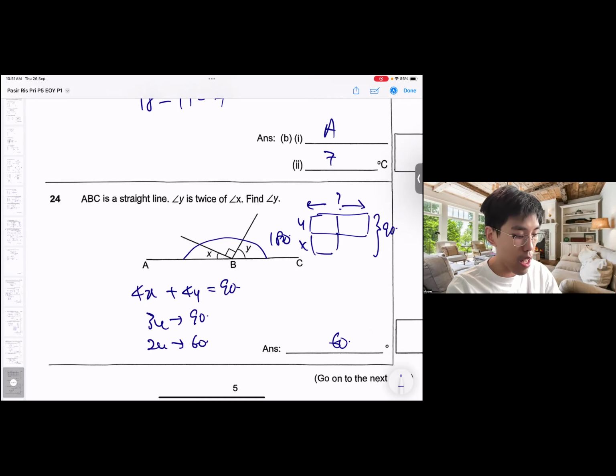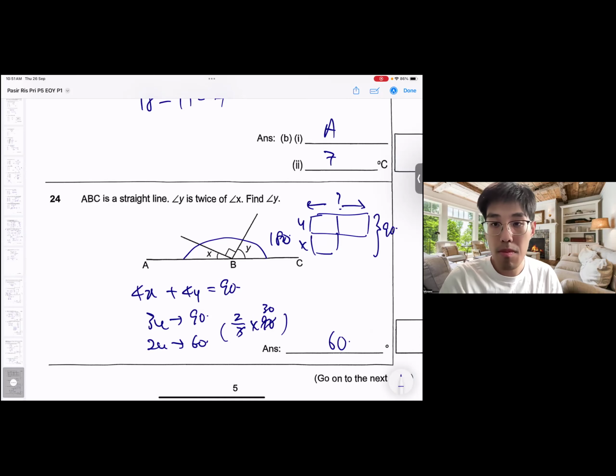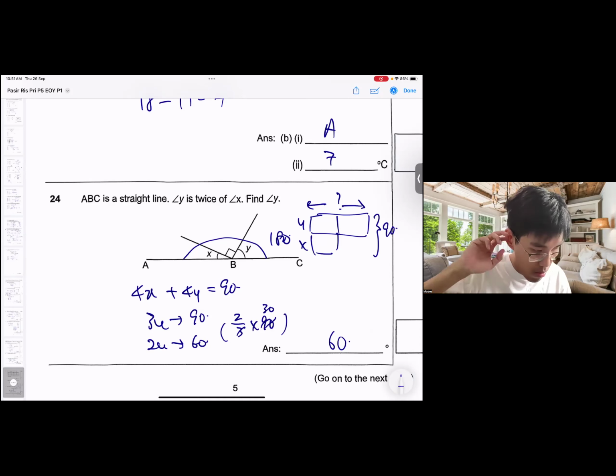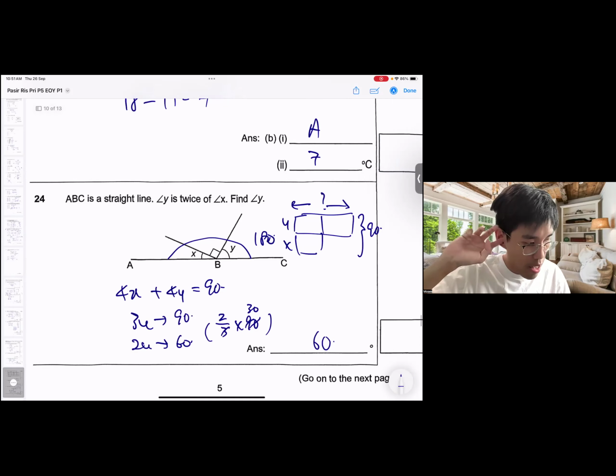Once again, for most of you, you are more familiar with finding 1 unit, then finding 2 units. For me, I use the L method. So 2/3 times 90. It's the same thing. So this is the working. Can? So the answer is 60. Okay, next.